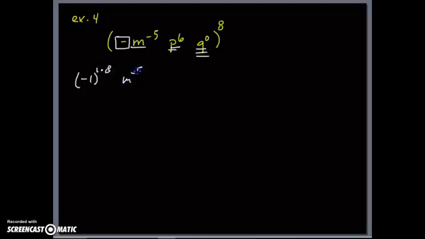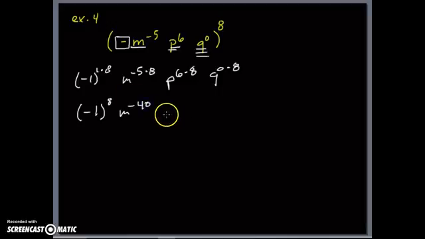Example number 4. We've got our base here of a -1. We've got m, p, and q. So we've got -1 to the 8th power, -5 times 8, 6 times 8, and 0 times 8. So we've got -1 to the 8th power, m to the -40th power, p to the positive 48th power, and q to the 0 power.